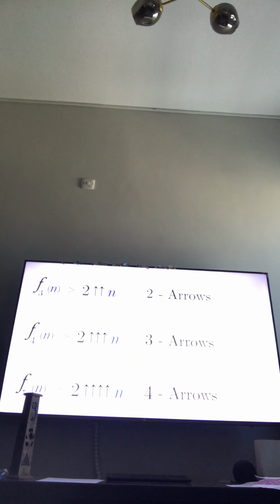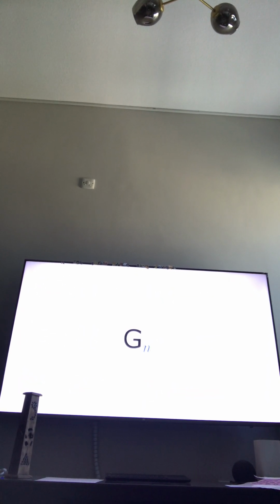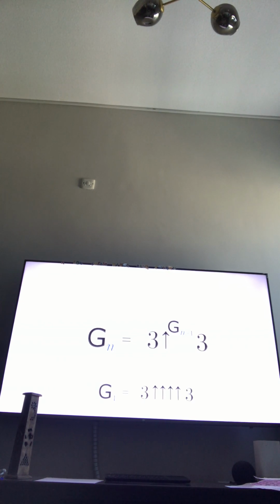Graham's function is defined as g sub n is equal to 3 with g sub n minus 1 arrows, where g1 is 3 with 4 arrows to 3. So, if we can't grow as fast as Graham's function no matter how big of a level we get, why are we using this notation? I said a while ago that we can easily surpass Graham's number. Yes, we can, not just with finite numbers.